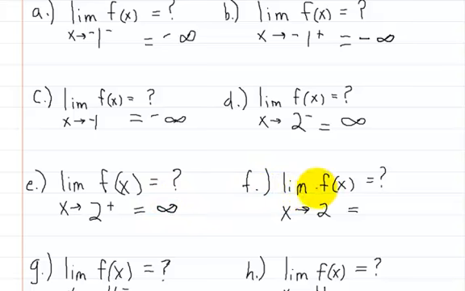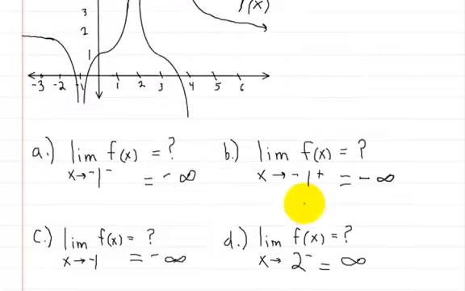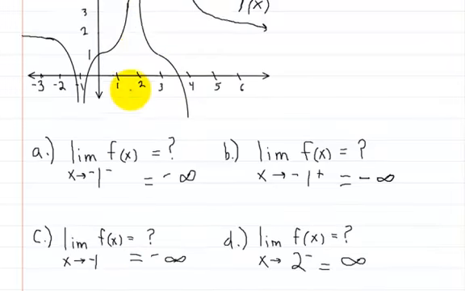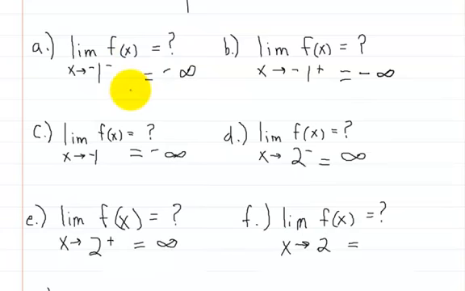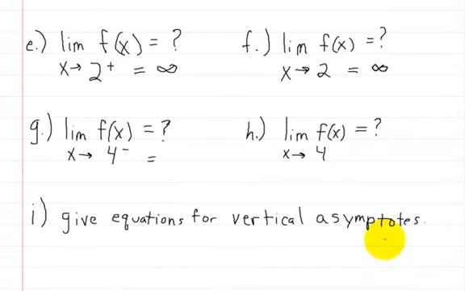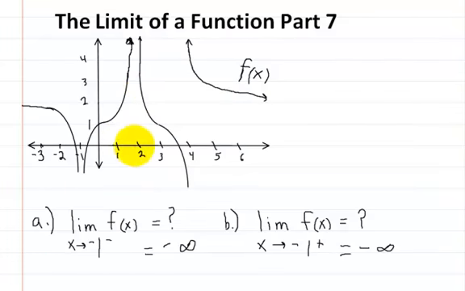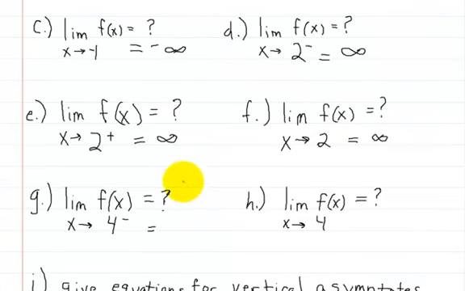Now what about the limit of f of x as x approaches 2? So on the left side of the equation, it's approaching infinity. And on the right side, it's approaching infinity. So this one also turns out to be infinity. Now let's go on to G. G says the limit of f of x as x approaches 4 from the left. So let's see, here we are. Here's f of x. And as it's going towards 4, it's actually approaching negative infinity. So that's the answer to that: negative infinity.